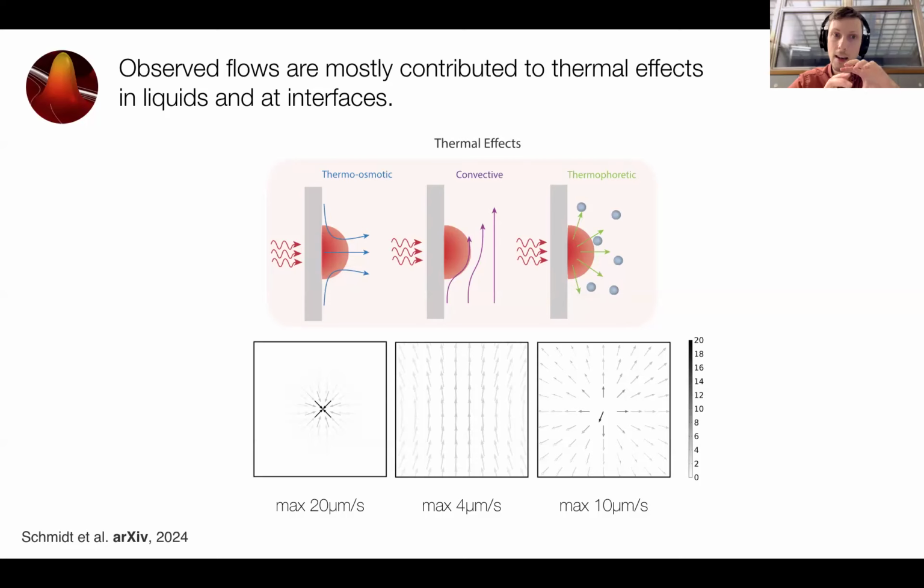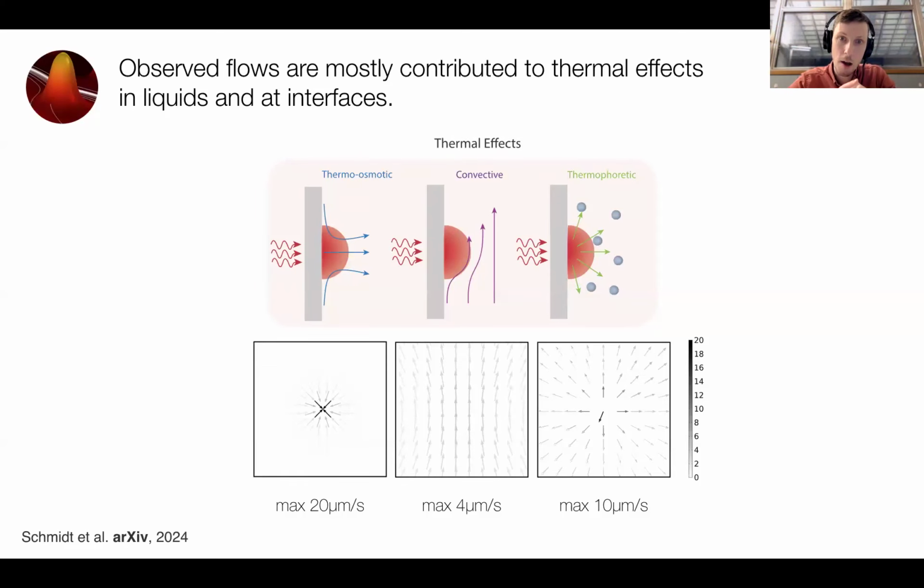Phoretic effects is basically kind of like an osmotic effect, except that it doesn't happen on the boundary surface, but on the surface of the particle itself. And most particles that you will experience, but also bacteria and cells, they're kind of thermophobic. So they don't like heat too much, so they move away from it, which is why you see these drift fields going centrally outwards.